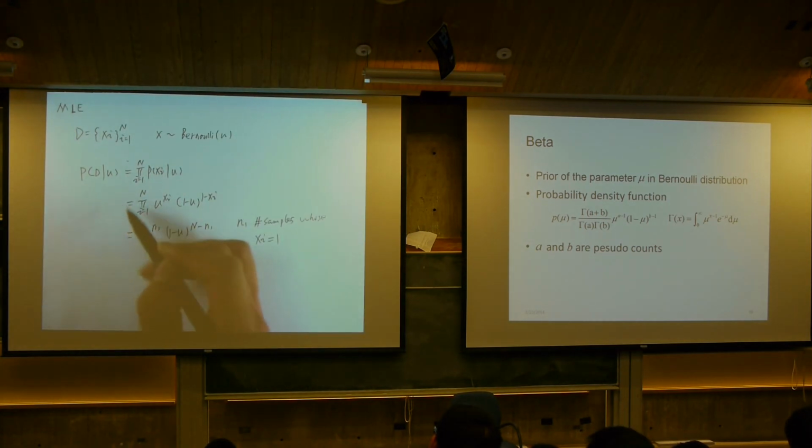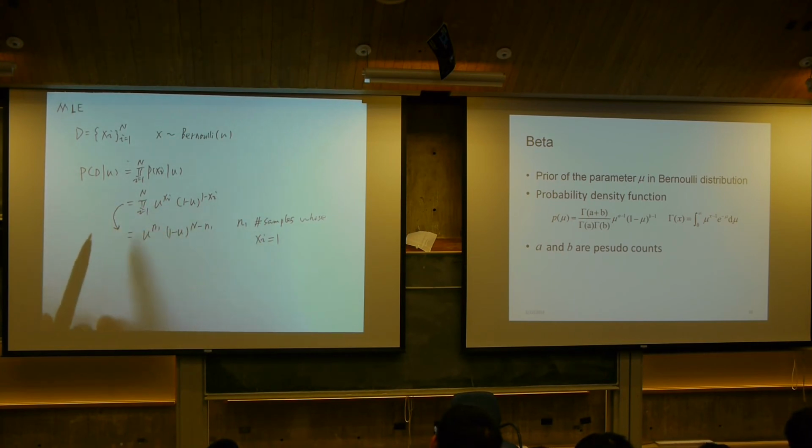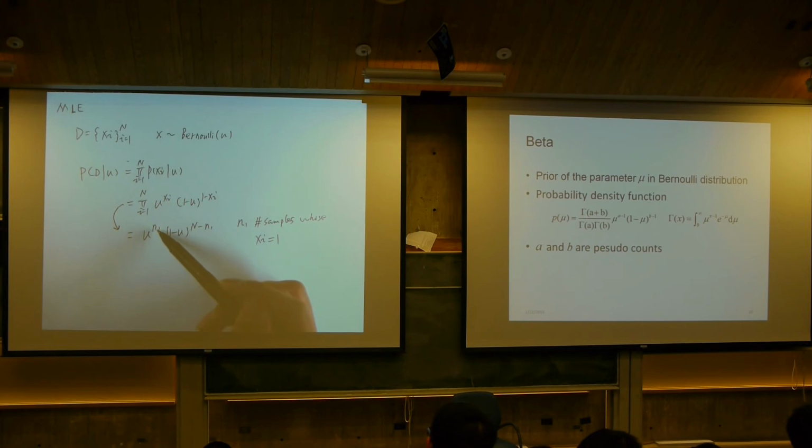You can check from here to here. We start from i equals to 1 and examine its value xi. If xi equals to 1, we add it to this part. If xi equals to 0, we multiply 1 minus mu over here. So we do this from i equals to 1 to n. And finally, we get this term.